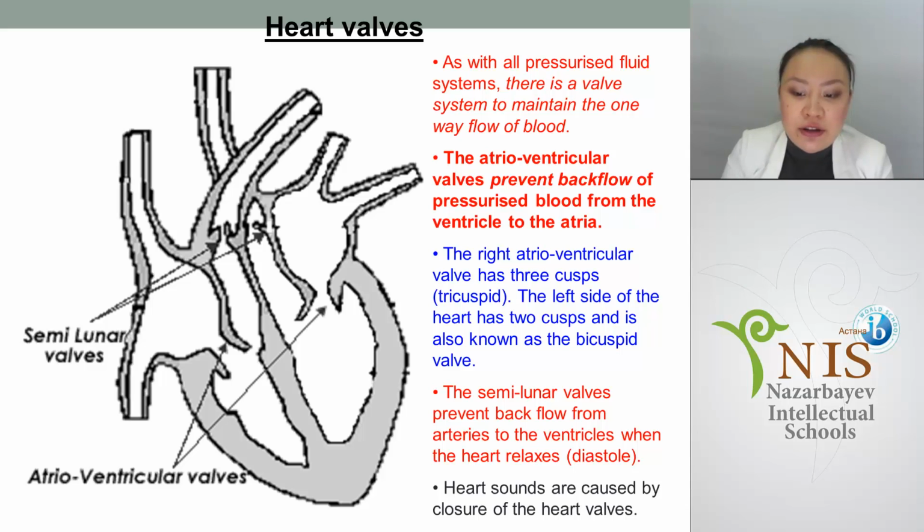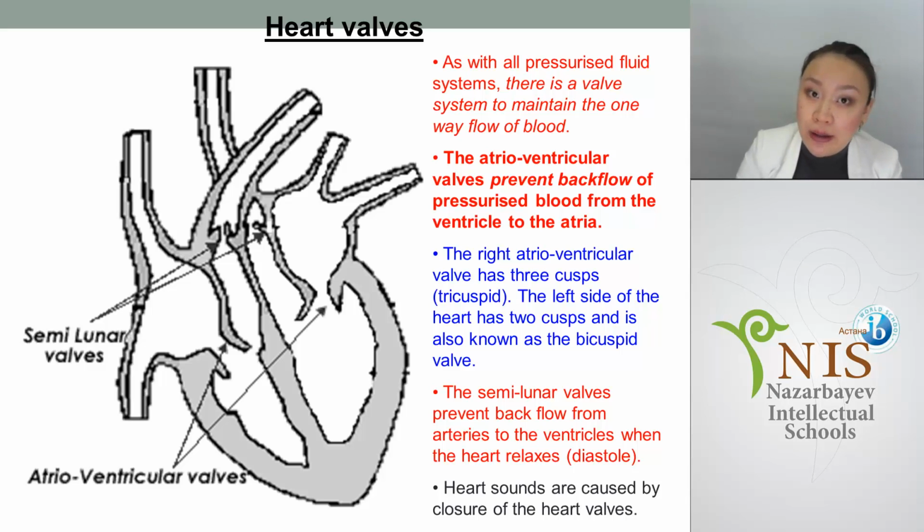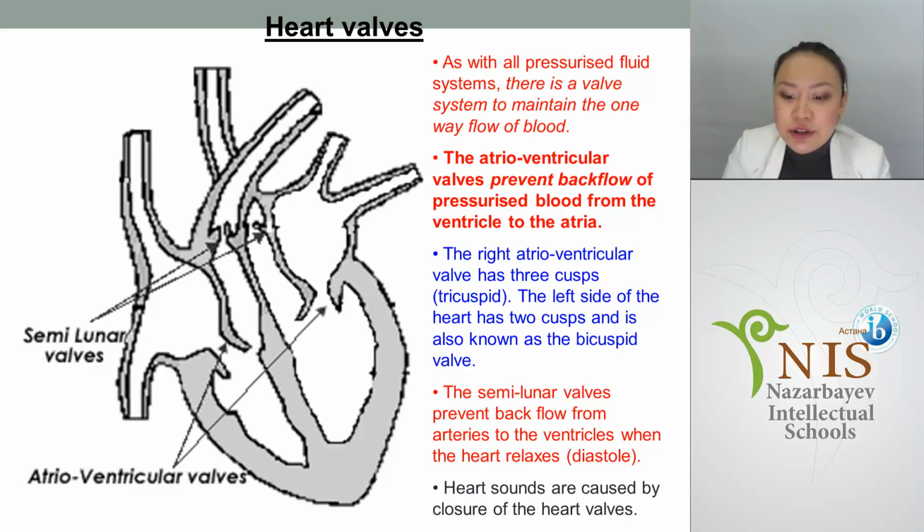The atrioventricular valves prevent backflow of pressured blood from the ventricle to the atria. The right atrioventricular valve has three cusps. The difference between the atrioventricular valves on the two sides is that one of them has two cusps and the second one has three cusps. That's why we call them bicuspid and tricuspid. The left side of the heart has two cusps and is also known as the bicuspid valve. Please remember: right tricuspid, left bicuspid.